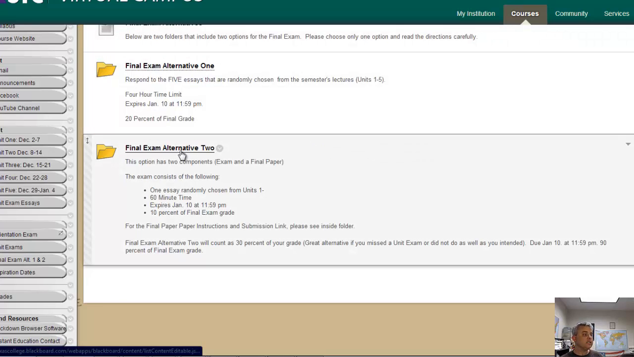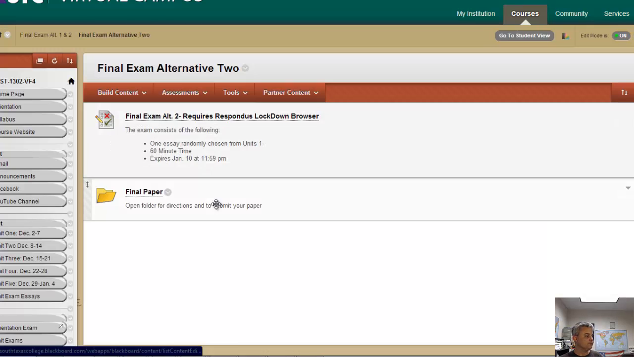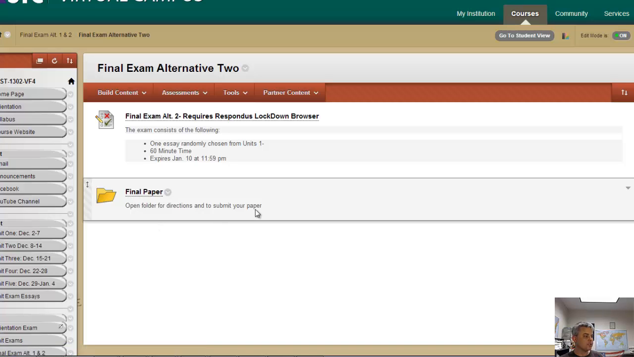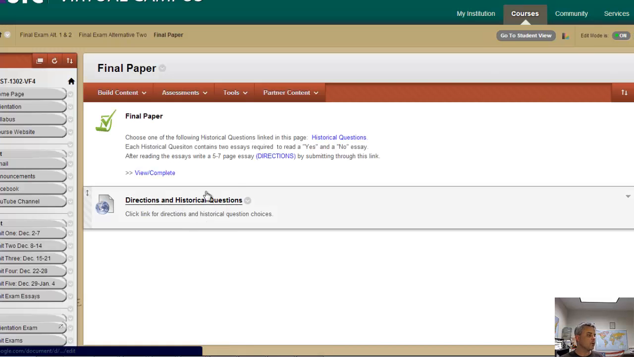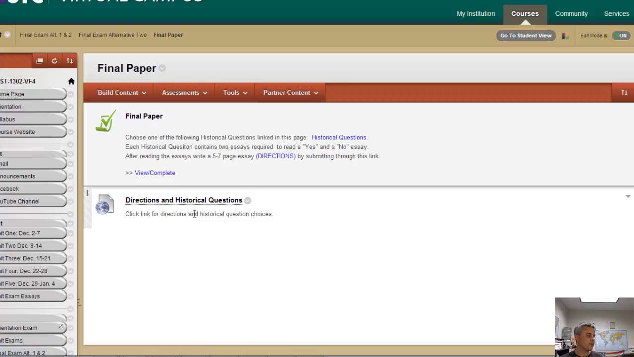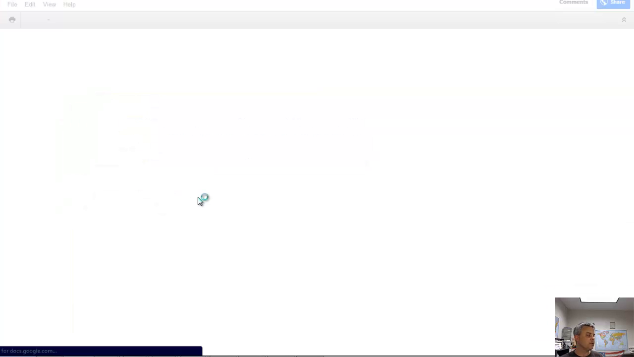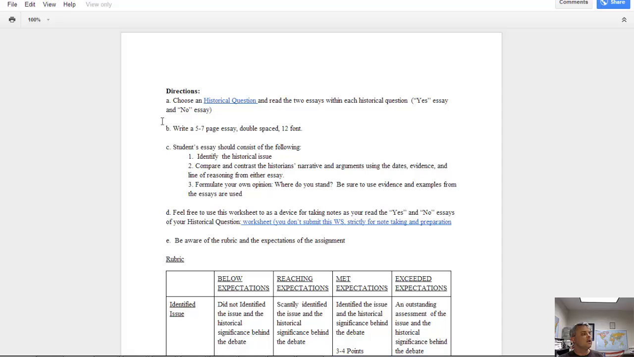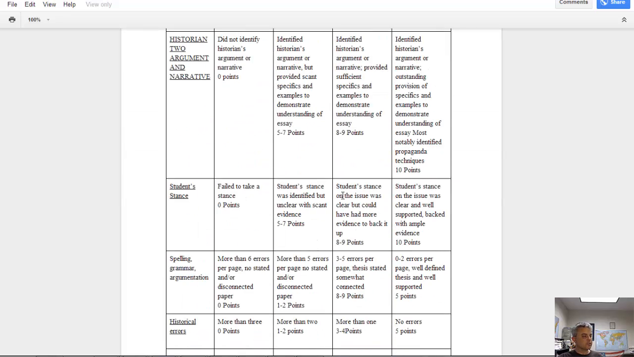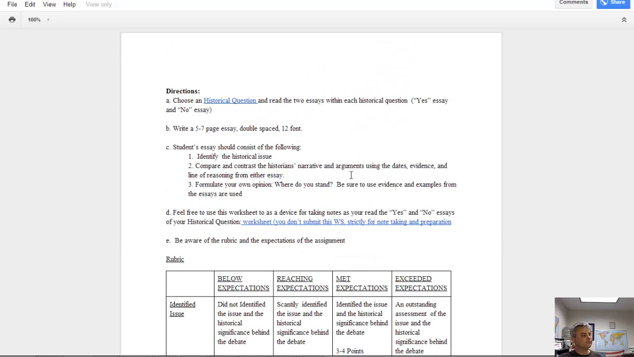So to get to the directions for the paper, just click this link right here, the folder, and then as it instructs, open the folder for directions and to submit your paper. So click the final paper, and here are the directions. You can also get to the directions as it's hyperlinked here, but let's just get it all in one spot. So you're going to choose a historical question by clicking this hyperlink or scrolling down. They're all down right there.